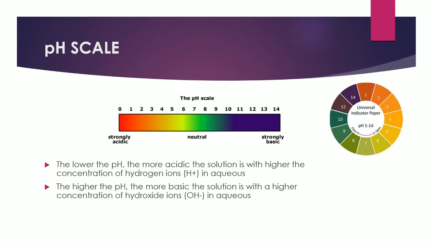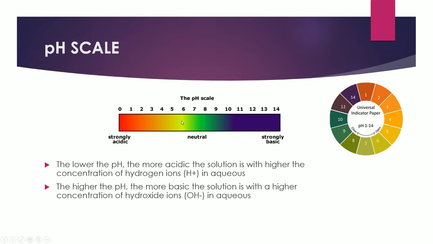So we'll start off with the pH scale, a scale that exists from 0 to 14, 7 being exactly neutral. Going down the scale, the more acidic the solution becomes, and going up the scale, the more basic the solution becomes. Therefore, the lower the pH, the more acidic the solution is, with a higher concentration of hydrogen ions in aqueous. The higher the pH, the more basic the solution becomes, with a higher concentration of hydroxide ions in aqueous, and this will make a bit more sense when we take a look at the definitions of an acid and a base.